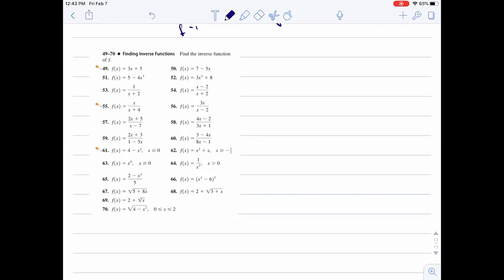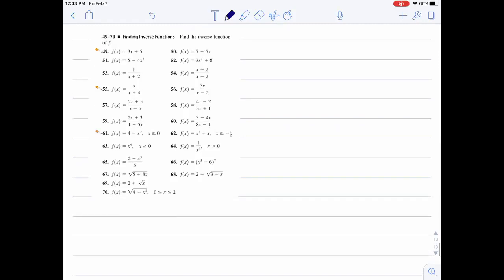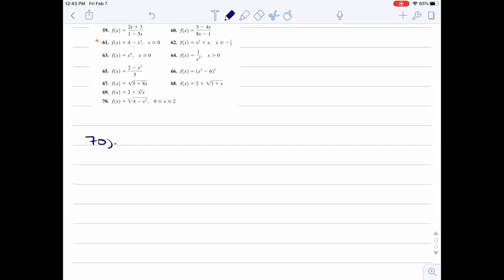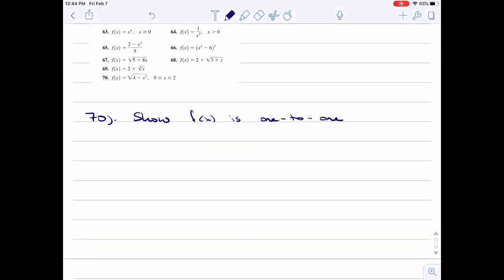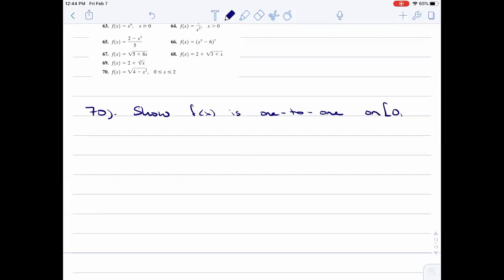Maybe 68 or 70. There's some restrictions on 70. How about 70? Come on. All right. 70. Show f of x is 1-to-1. Remembering that x is only on the interval 0 to 2 inclusive.